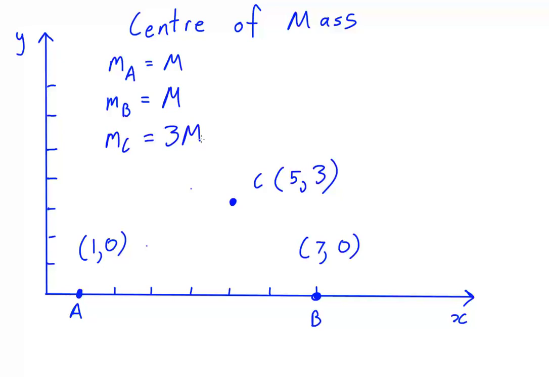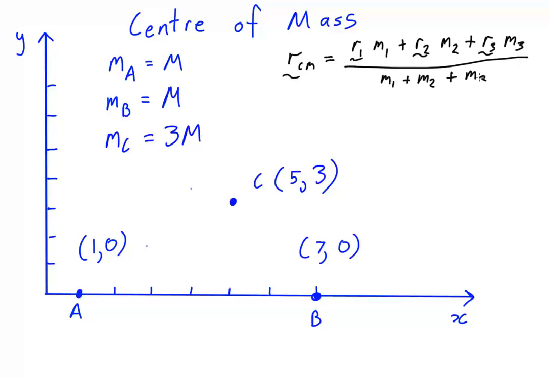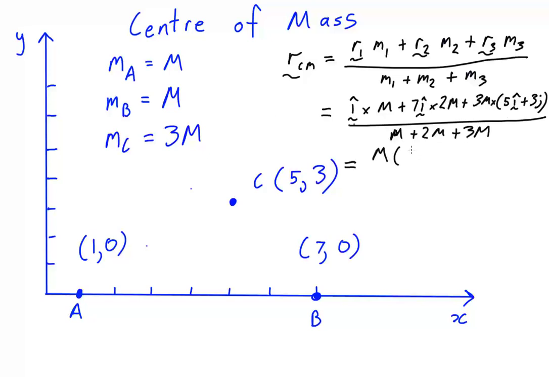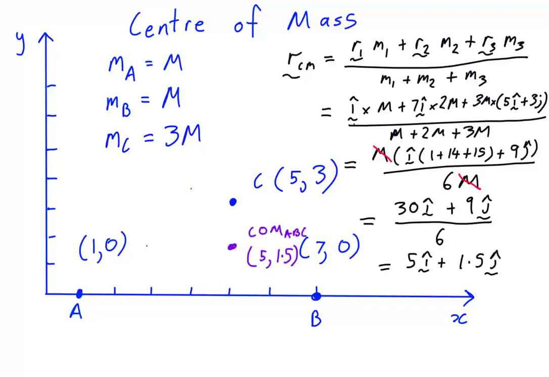We use the same equation as before, except now we have two-dimensional vectors and we have 3 points. So the equation becomes this. We can then go through and substitute in the numbers to find the center of mass for this system. Once again, our m's cancel out here. So as we can see, it's 5 in the x direction plus 1.5 in the j direction, which makes our center of mass over here.